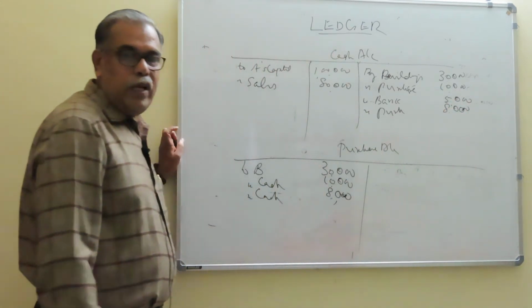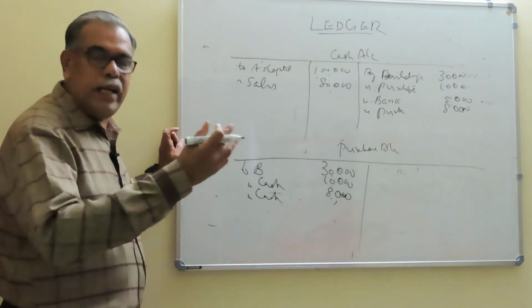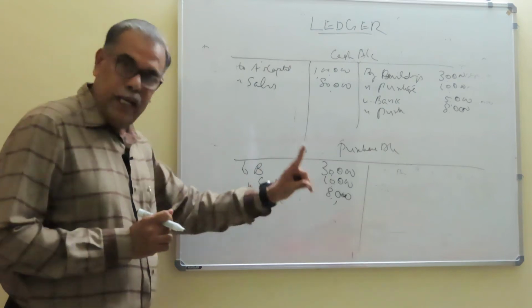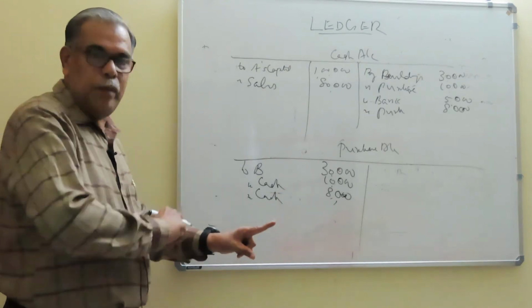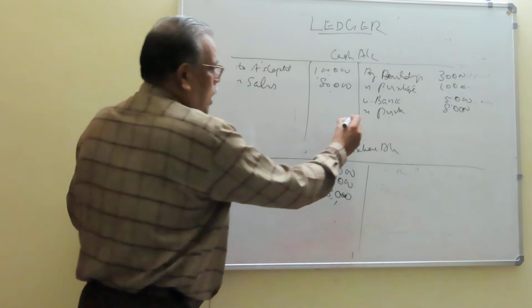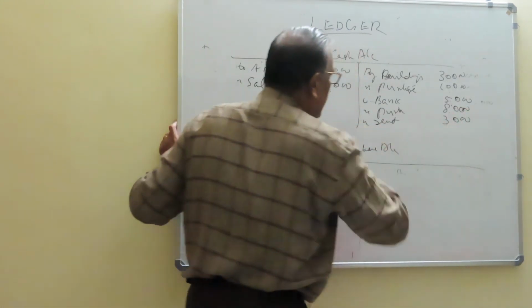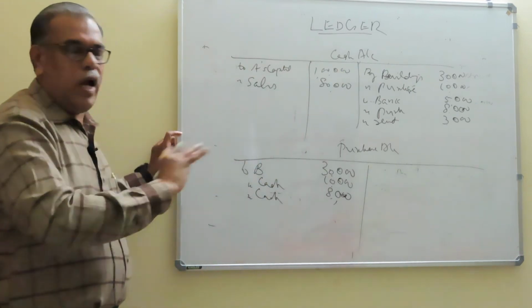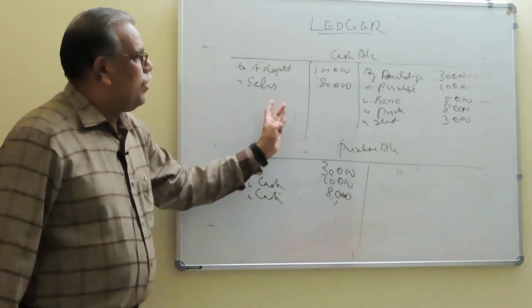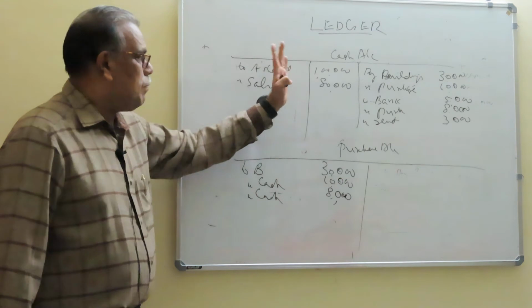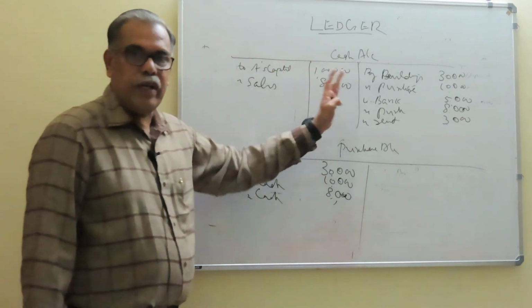Paid rent 3,000. The entry is rent account debtor to cash. The rent account will be debited. That is, on the debit side we will write "to cash". In the cash account we will write "by rent 3,000". Like that we will have so many entries. In the cash book there may be debit entries as well as credit entries.